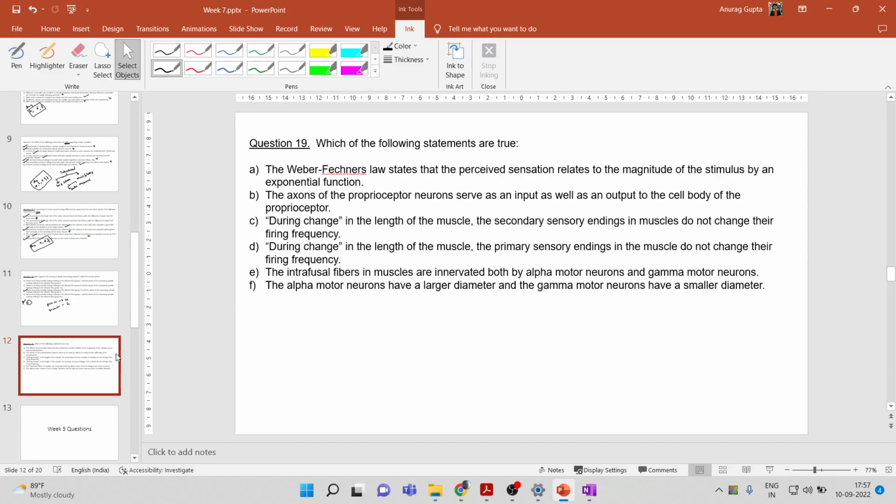Okay, going on to the next question. Which of the following statements are true? I'll give you around 2 minutes to answer this, or maybe 1 minute to answer this, and then we'll discuss this.